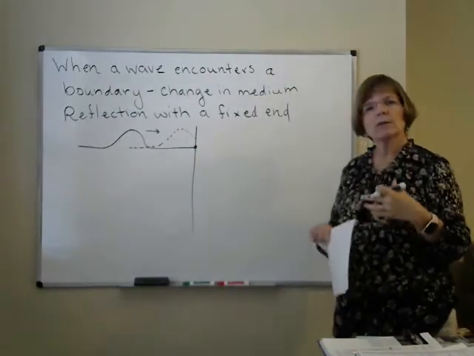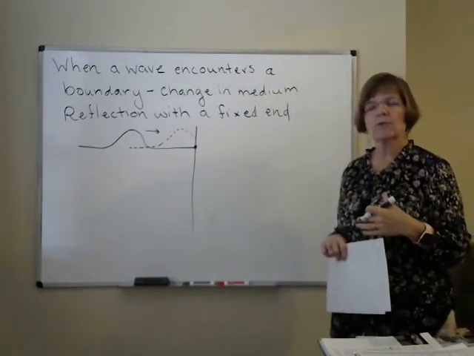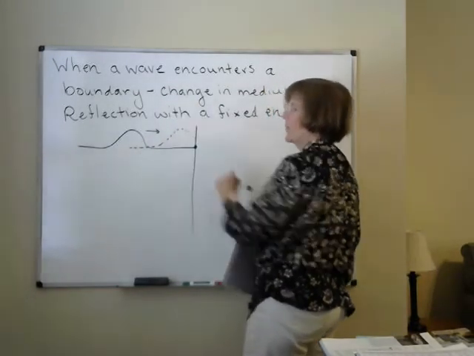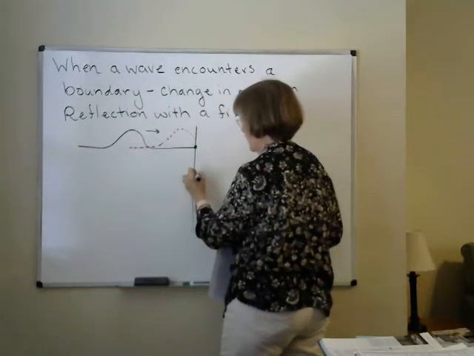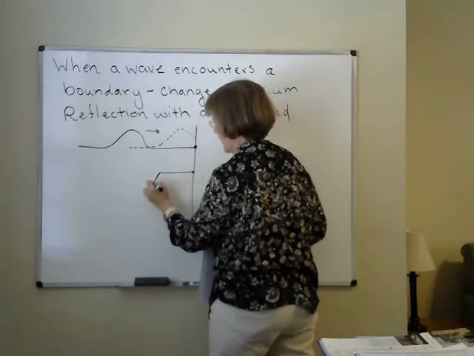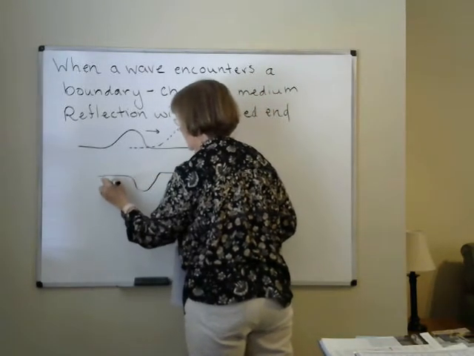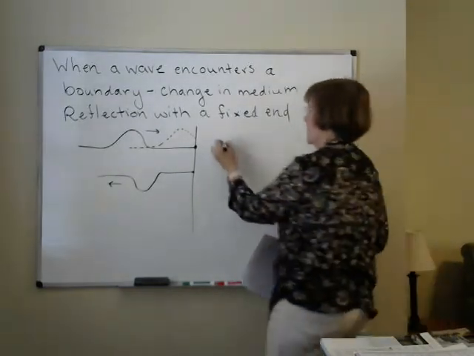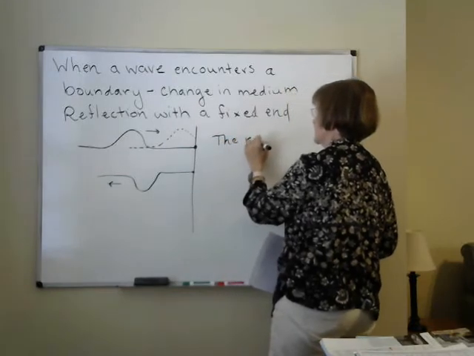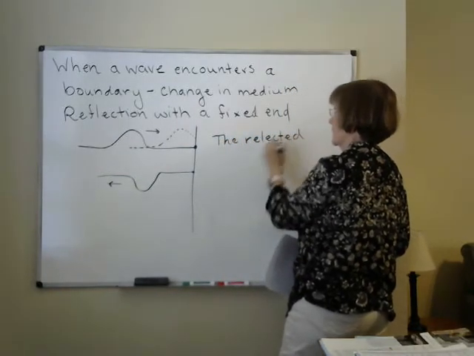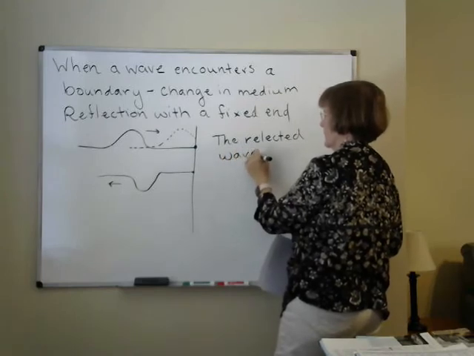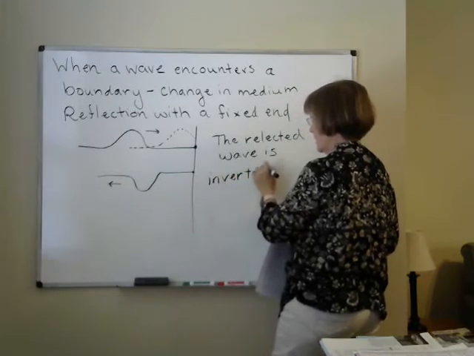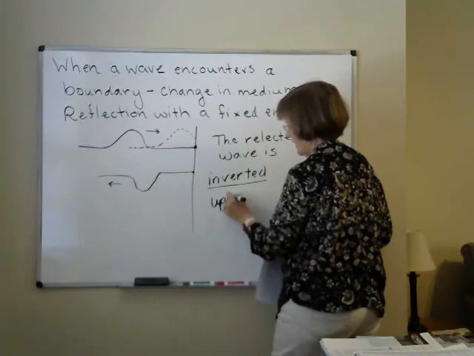That causes the wall to pull down on the wave. That's classic Newton's third law. When it reaches the wall, this pulse right here is going to pull up on the wall, the wall will pull down on the wave, and the reflected wave will go back, only it will be reflected. So when you have a fixed end, the reflected wave is inverted. And inverted simply means upside down.